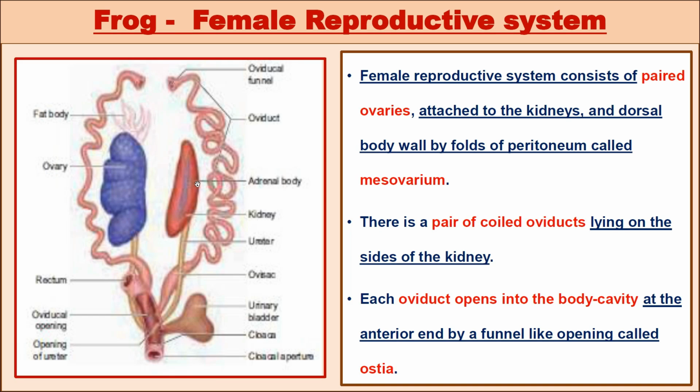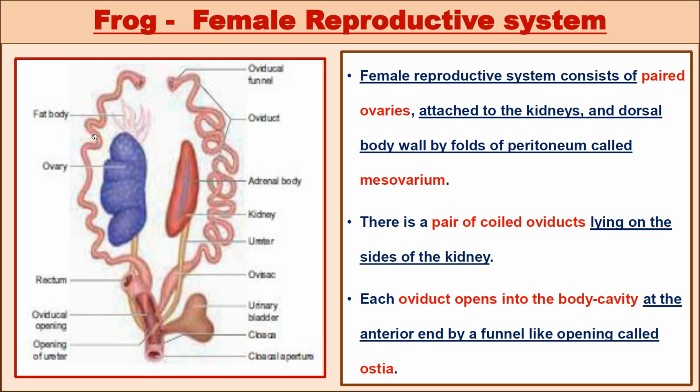Whereas the female reproductive system consists of a pair of ovaries, and they are also attached to the kidneys and the dorsal body wall by the fold of peritoneum, which is called mesovarium. And there is a pair of coiled structures called oviducts. They lie on the sides of the kidney.